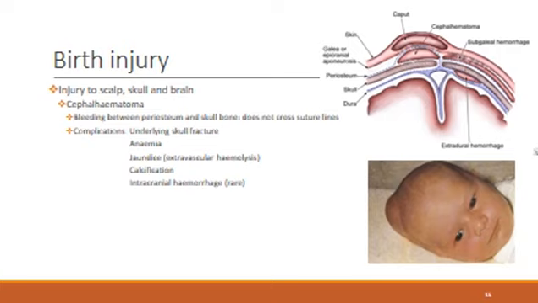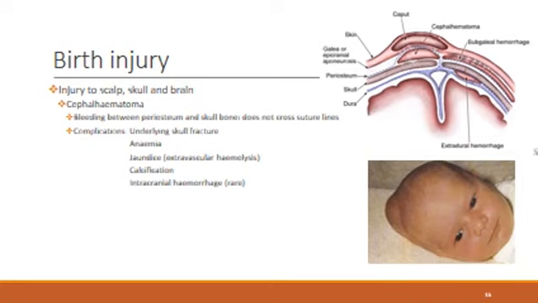One of the most common birth injuries is a cephalhematoma, where there is bleeding between the periosteum and the skull bone. This can occur after birth and may worsen in the first few days of life, and it can persist for weeks or even months afterwards. Very important that it does not cross the suture lines.